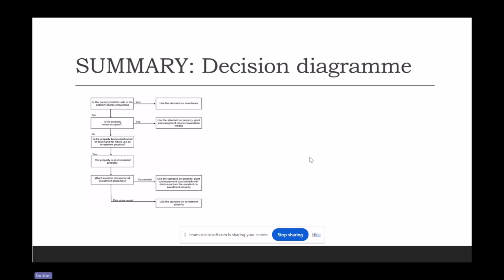And if it's investment property, you ask yourself, which model am I going to use for this investment property? Is it the cost model or is it the fair value model? The question will tell you. So all these things, the question will make it clear. You have identified that it is not an inventory, it is not property, plant and equipment, therefore it is an investment property. Then you ask yourself, is it going to be accounted for using the fair value model or the cost model?